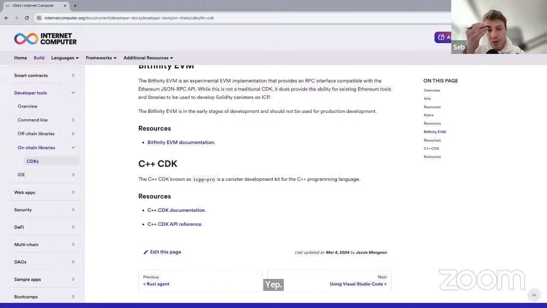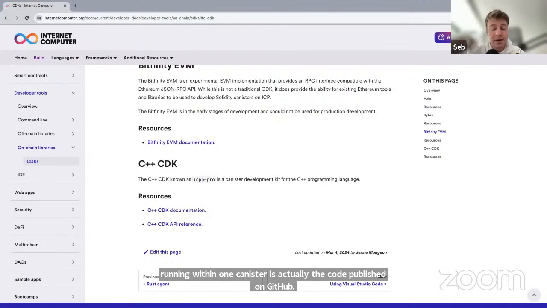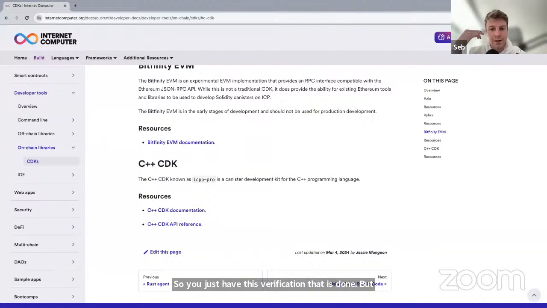Where do the projects host and version their code? Do they use GitHub? Yeah, most projects use GitHub. There is not an on-chain version of GitHub right now. I think it might come at some point, but that's just a huge project to build. So right now they use GitHub, which is kind of enough because you can still verify that the code running within one canister is actually the code published on GitHub. So you just have this verification that is done. But yeah, the management of the repository is still centralized in a sense.